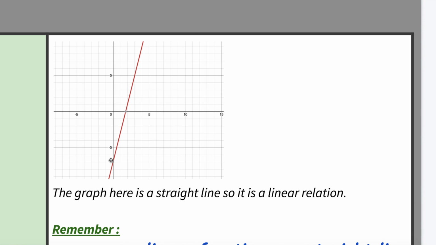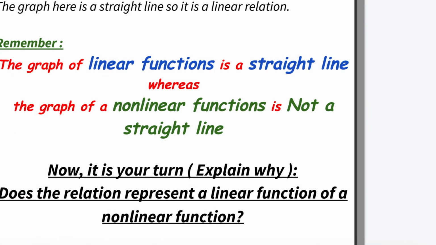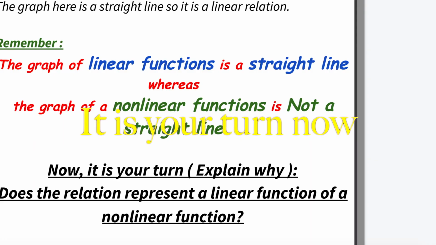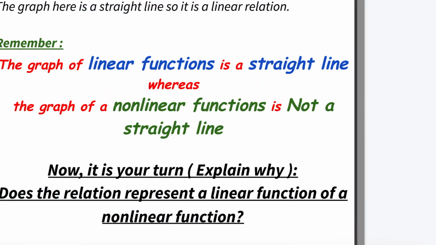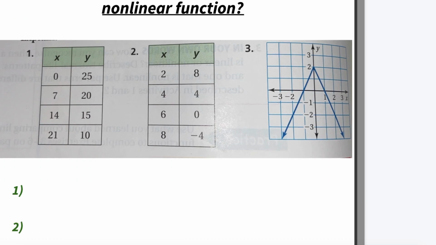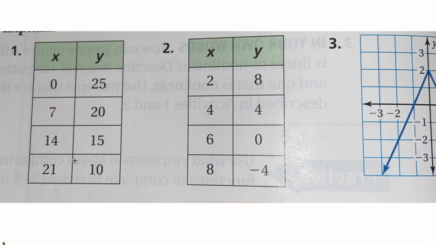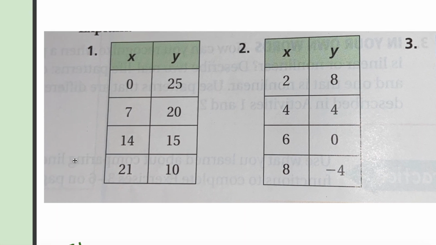What about this? Since the graph is a line, that means this is a linear relation. So here what you have to remember, the graph of linear functions is a straight line, whereas the graph of nonlinear functions is not a straight line. Does the relation represent a linear function or a nonlinear function? Let's start with question 1. It's your turn, you need to do it, but I will try to help you.